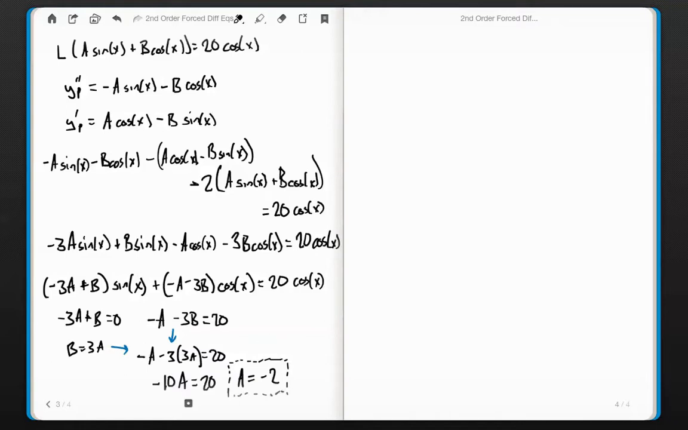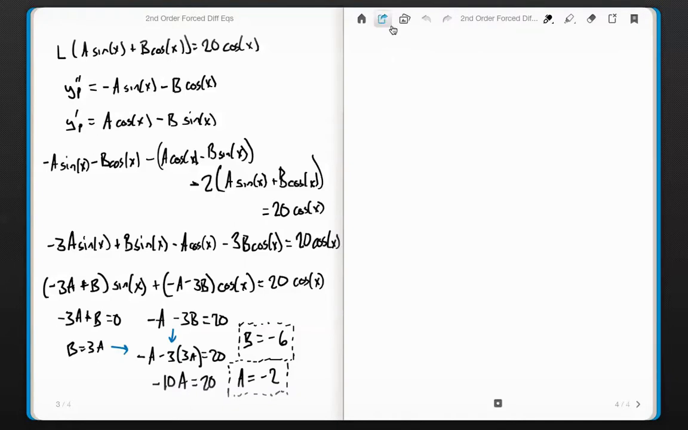And then if a equals negative 2, then b must equal negative 6. And that gets a dotted box. Right, I know I kind of crammed this in here. I'm saying organize your work better than this, and this is what I do. So do as I say, not as I do.